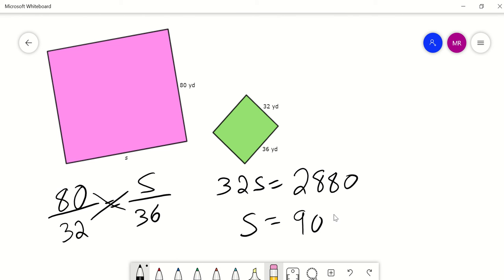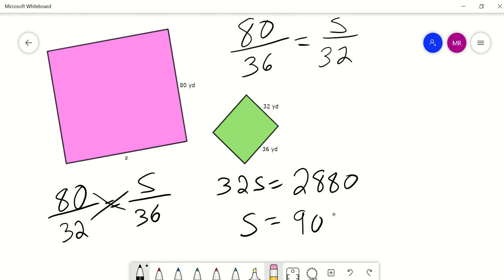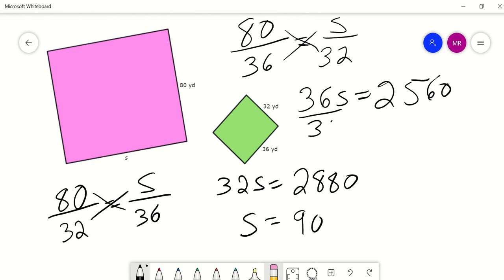Now let's try it the other way. Let's say now 80, instead of corresponding to 32, corresponds to 36. Okay, and then that means S, instead of corresponding to 36, corresponds to 32. Same idea, we cross multiply and solve. 36 times S is 36S. 80 times 32 equals 2,560. We divide both sides by 36. And yep, so we get S equals 71.1 repeating.